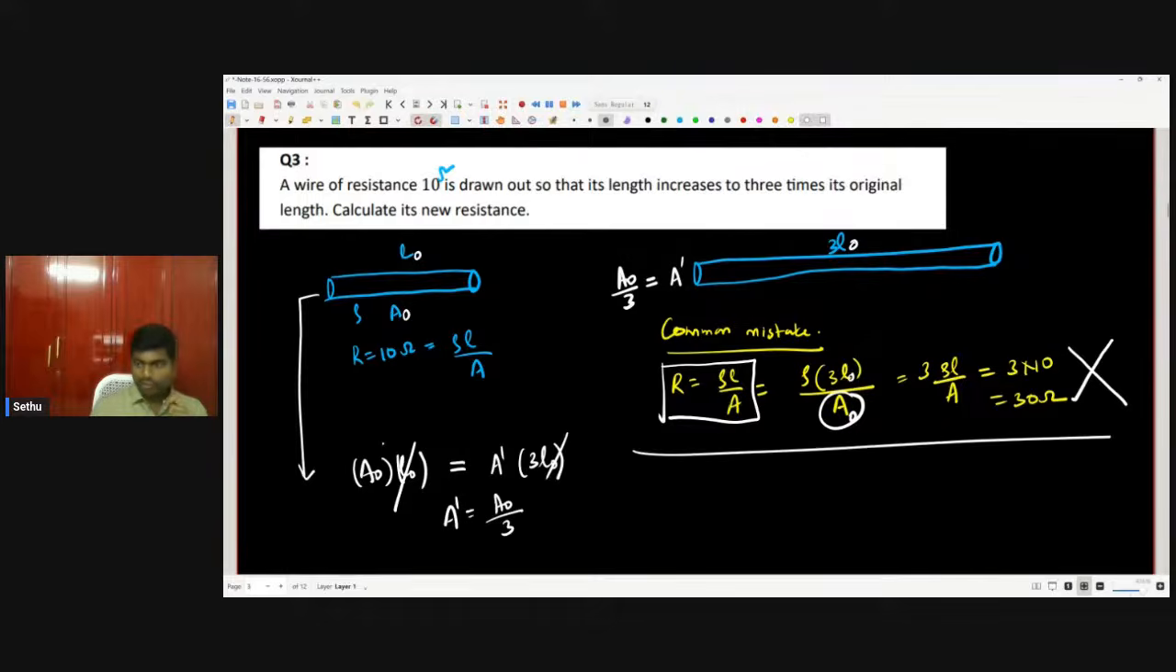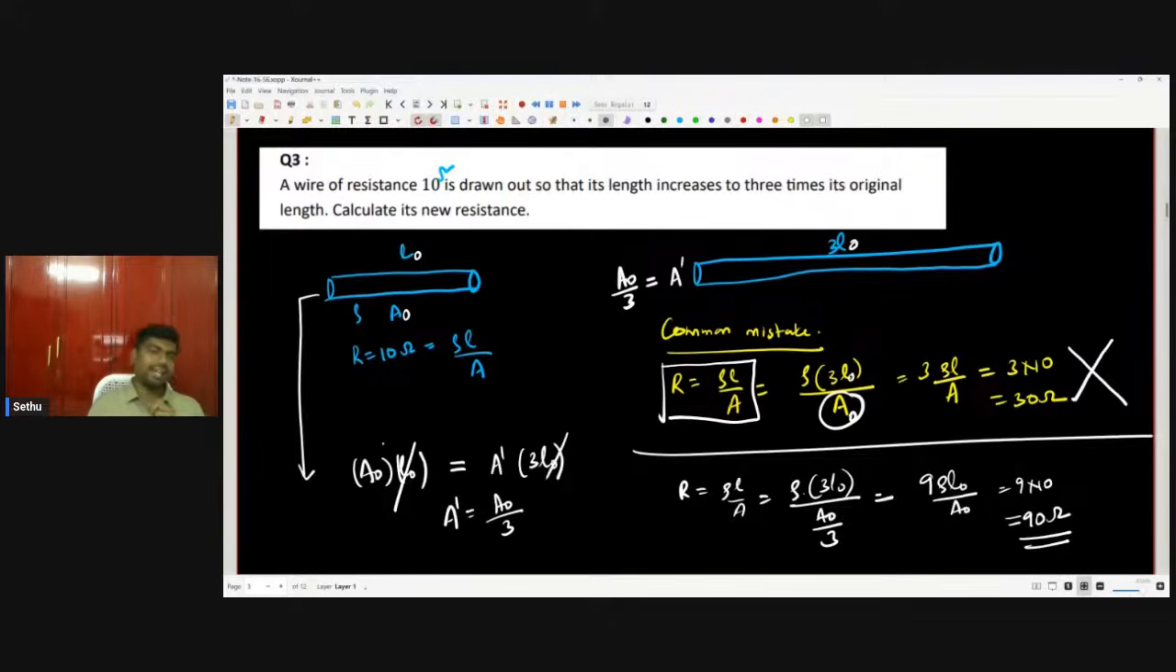So therefore now you can calculate resistance, R equals rho L upon A. Rho I will write as rho. L is nothing but 3L0 divided by A, which is nothing but A0 by 3. So this is 9 into rho L0 by A. This is 9 into 10, that must be 90 ohms. So the right answer to this question is 90 ohms. Please make a note of it and ensure that you don't make this mistake in the exam.